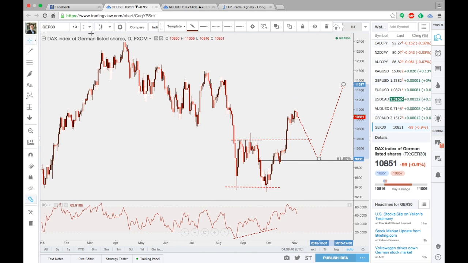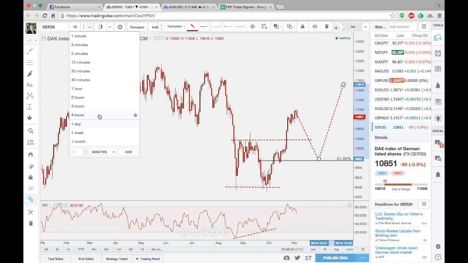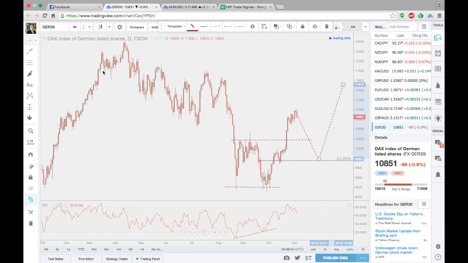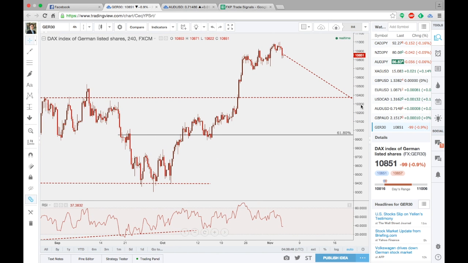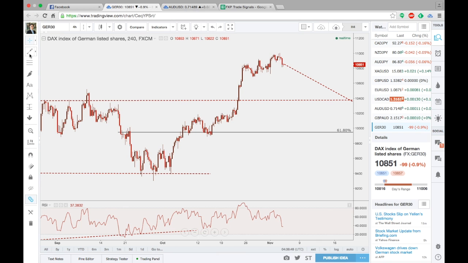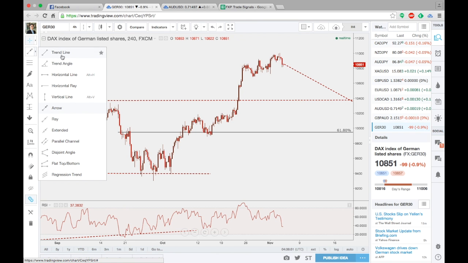And I'd like to show you some other forms of confluences. If you drop down one lower time frame to the H4 time frame, what you're looking at over here is also an extreme region.